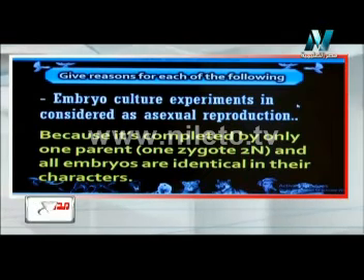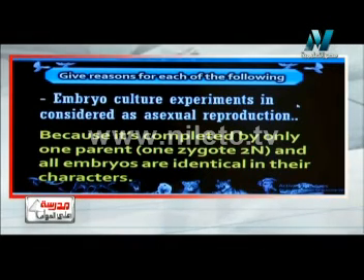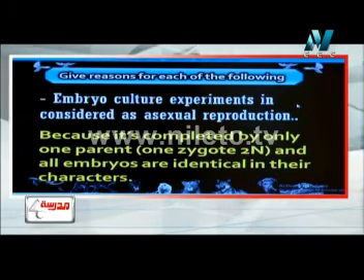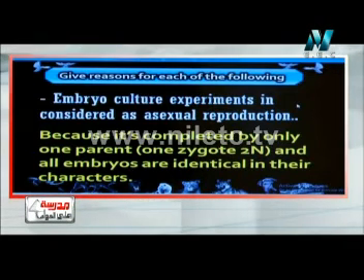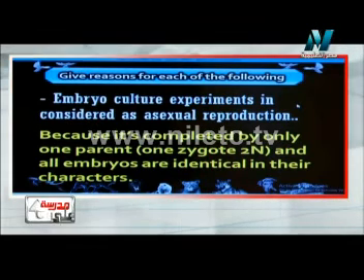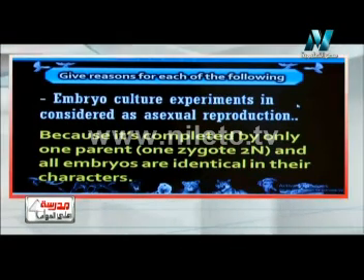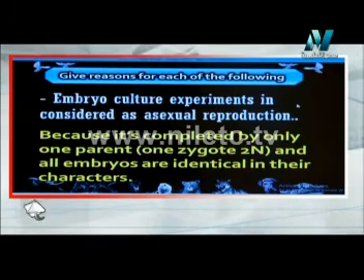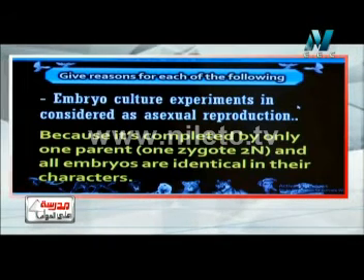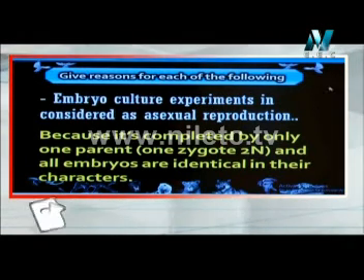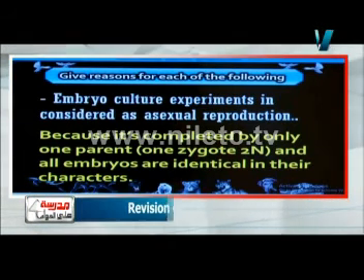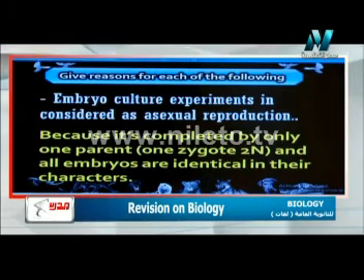The zygote divides into two cells, called blastomeres, after one day, and after that the division becomes faster to produce a great number of cells. If you separate the cells and put each part in the uterus of a female, each part develops to produce a complete individual. This is called embryo culture, and it acts as a kind of asexual reproduction, because it takes place by a single parent. The next question.